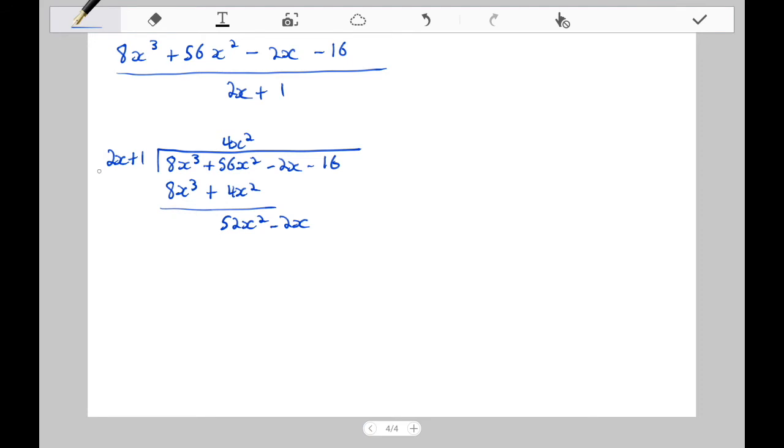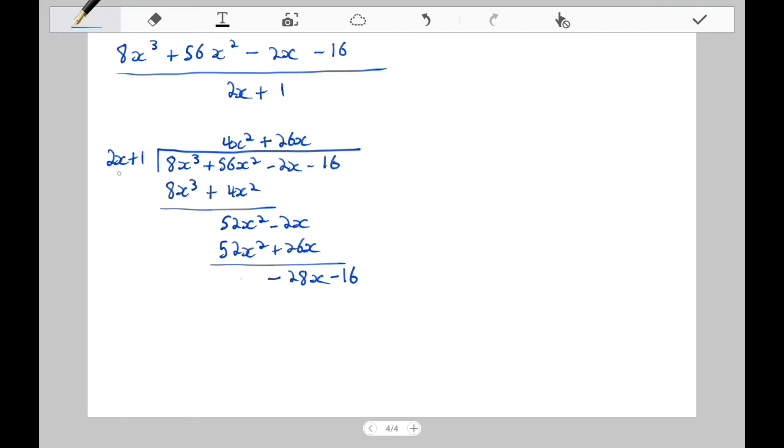Okay, now we look at it again. 2x into 52x squared. Okay, well, 52 divided by 2 is 26. And then the x squared divided by the x is x. So that gives us plus 26x. And we multiply the 26x by the 2x plus 1. And we get 52x squared plus 26x. Draw a line, take it away. That gives us 0. Minus 2 plus 20 minus 26 is minus 28x. And we bring the minus 16 down.